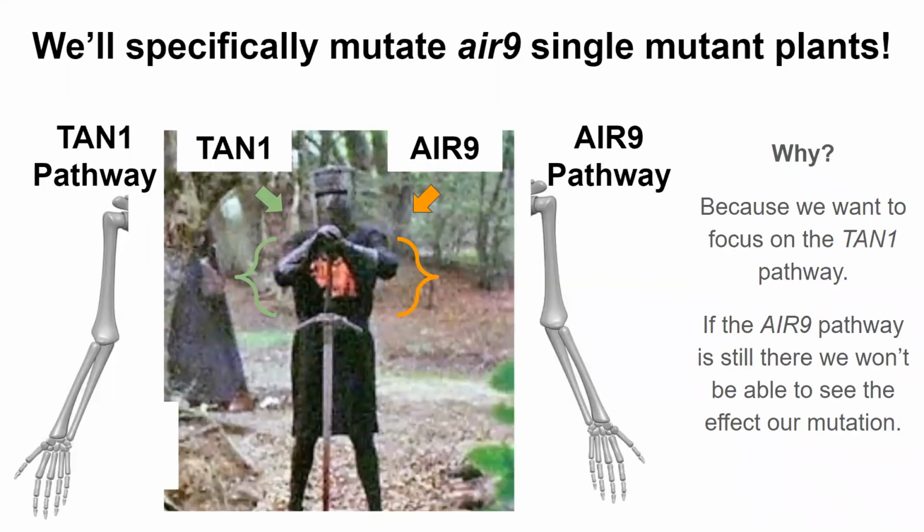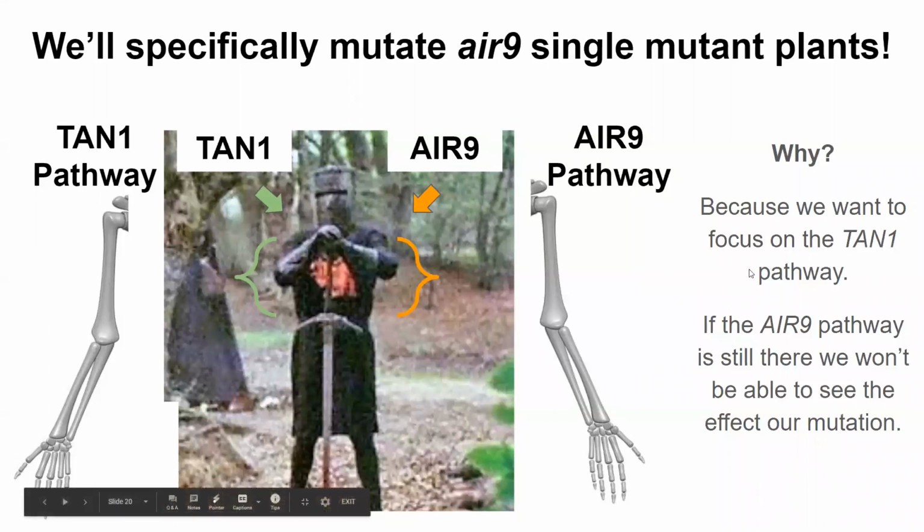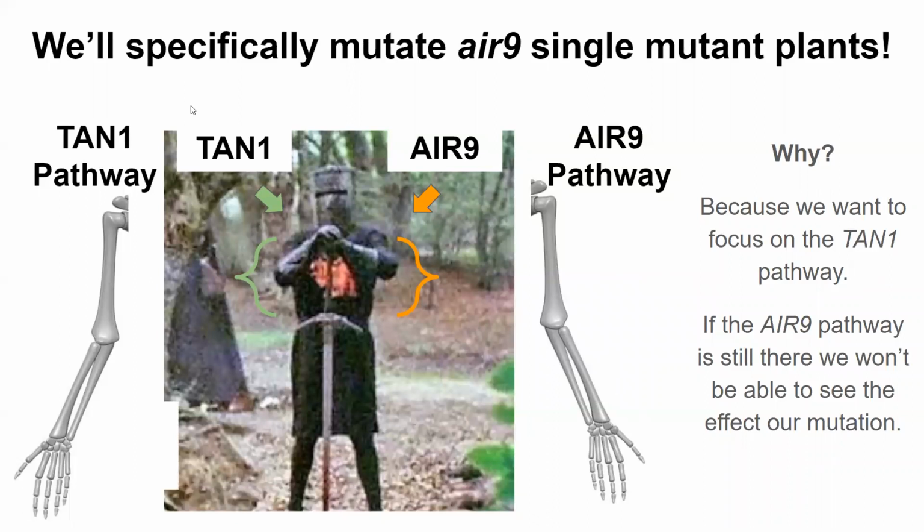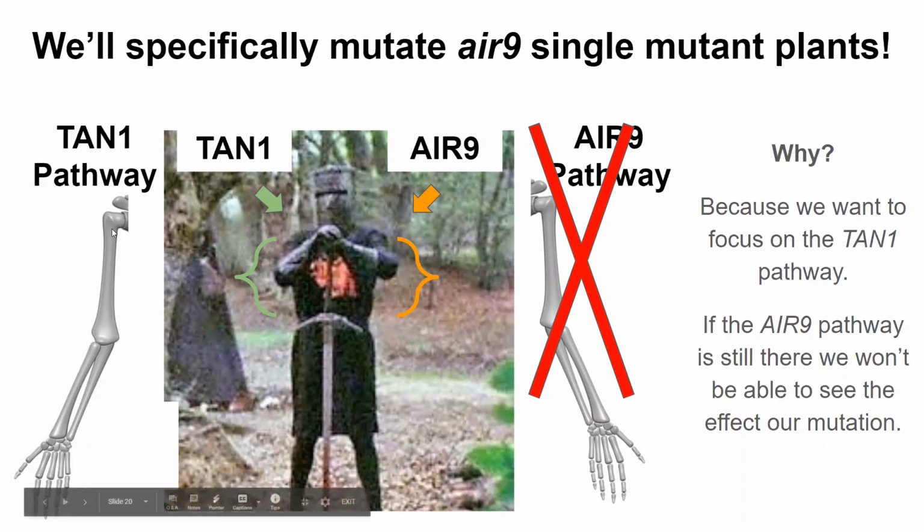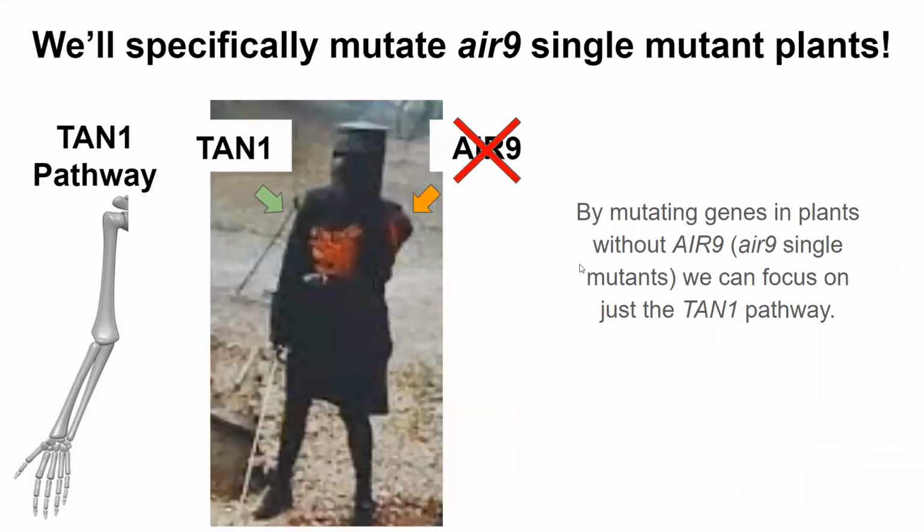Another caveat to this is that we specifically want to mutate the AIR9 single mutant plants. Why? Because we saw earlier that these pathways can compensate for each other, and we just want to focus on the TAN1 pathway. So if the AIR9 pathway is still there, this arm is still here, we won't be able to focus on just one thing, because this guy will just compensate. So we're studying the AIR9 single mutants, or the single arm knight.